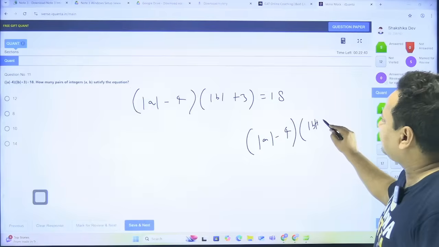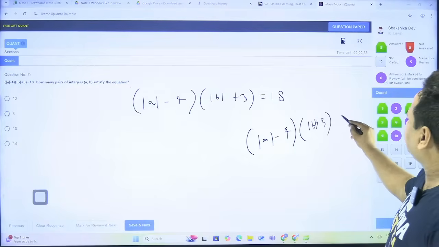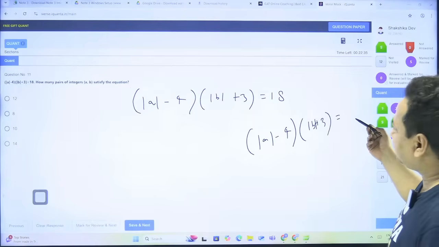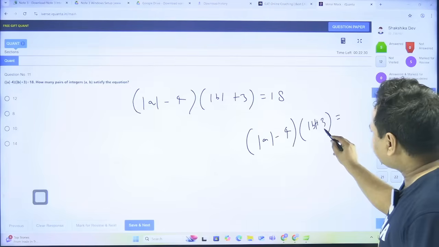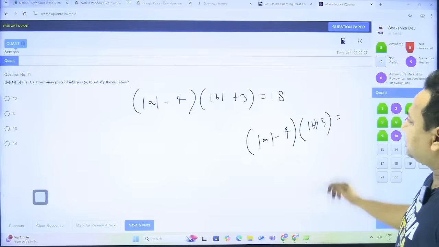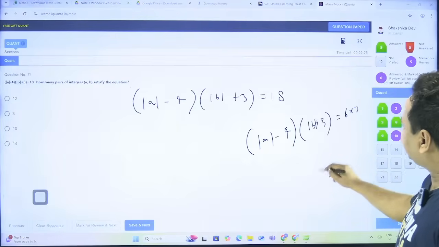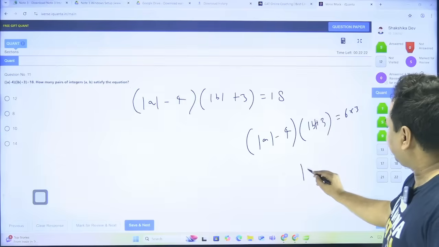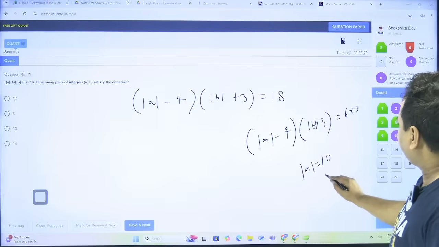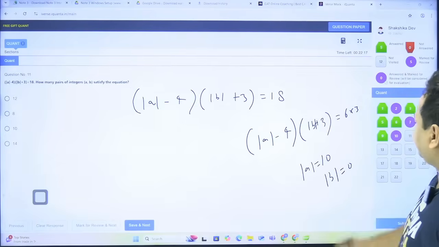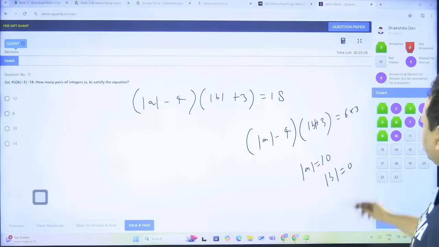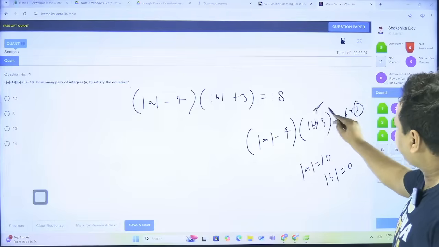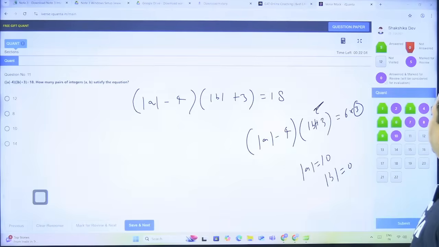So if I just look at, let's say, can I have 18 into 1? Not really, because mod b has plus 3, so I can't take 18 into 1. I have to take something that is more than 3 in this case. So 6 into 3 is what I can take. If I take that, mod a minus 4 will be 6, so mod a will be equal to 10, while mod b will be equal to 0. B is 0, A is 10, so there's one solution. 9 into 2 is not possible. I can take the reverse of it. Essentially, I cannot take this part to be less than 3. It is impossible to have that.